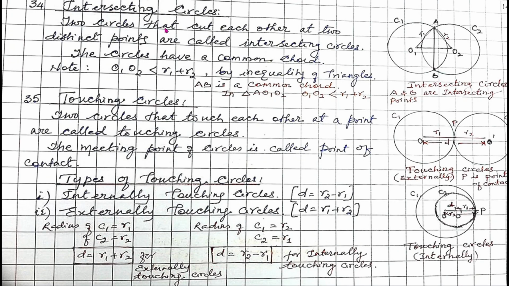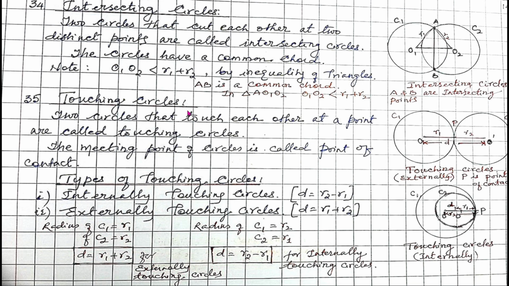Now intersecting circles. Two circles that cut each other at two distinct points are called intersecting circles. The circles have a common chord. Please understand this. Now we have circles C1 and C2 here, and they are intersecting at two distinct points, that is A and B. So they are intersecting circles, and the intersecting circles have a common chord AB. Remember that. One more very important thing is the distance between the center of circle C1 and the center of circle C2 is less than R1 plus R2. Remember that. R1 plus R2 is the sum of the radii of the two circles. The distance between the centers of the circles is less than R1 plus R2.